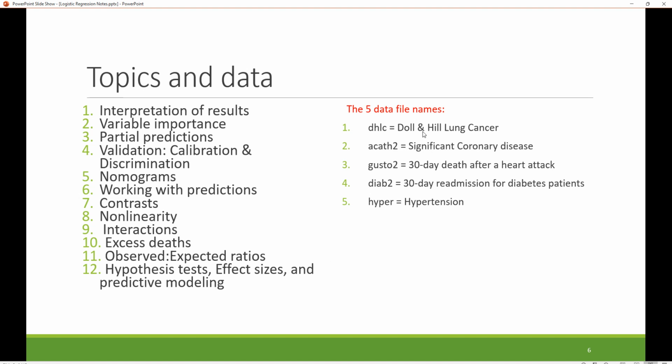We'll use 5 data files. The first one is DHLC, and that's the Dahl and Hill lung cancer study. The second file is CATH2, and that's significant coronary disease. Then we have data for the 30-day death after a heart attack, data for the 30-day readmission for diabetes patients, and that last file is for hypertension.